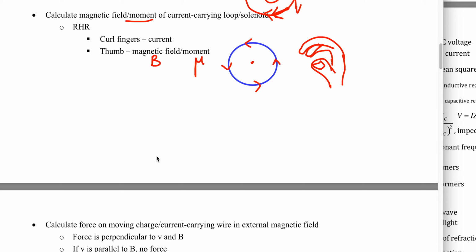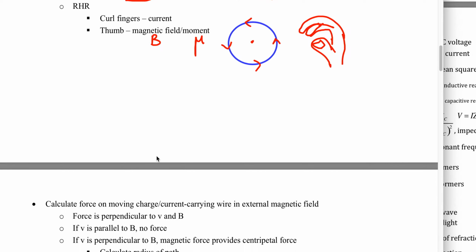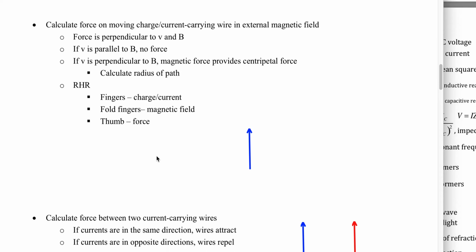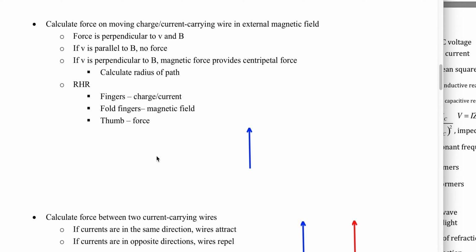So let's go ahead and do the third right-hand rule here. This one is talking about a moving charge or current in a straight wire, and there's an external field, and then that moving charge or wire will experience a force. So it's more helpful to look at the right-hand rule first.